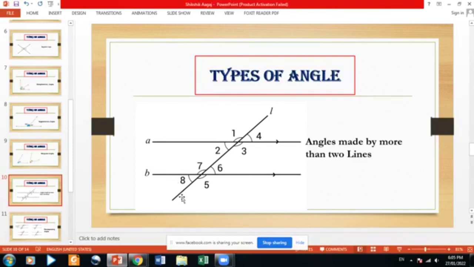Now remember, 2 pairs you will tell me. You can write in the chat box also, which will be the pair of opposite angles. You can again tell me.